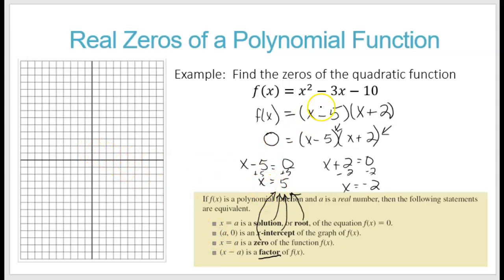So that means this function, this parabola, is going to cross the x-axis at 5. So I can mark my x-intercept at 5. Notice I'm using that term again. And another x-intercept at negative 2. I can also call 5 and negative 2 zeros of this polynomial function. Or I can call 5 and negative 2 solutions or roots of the polynomial functions.